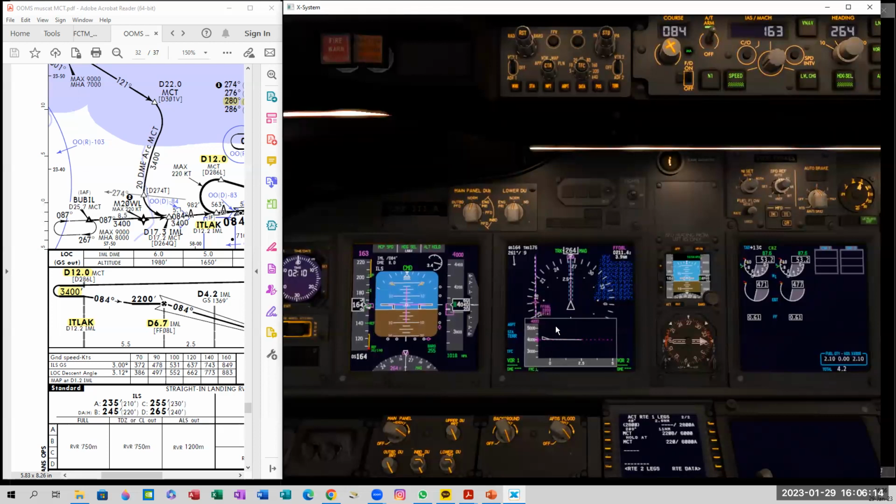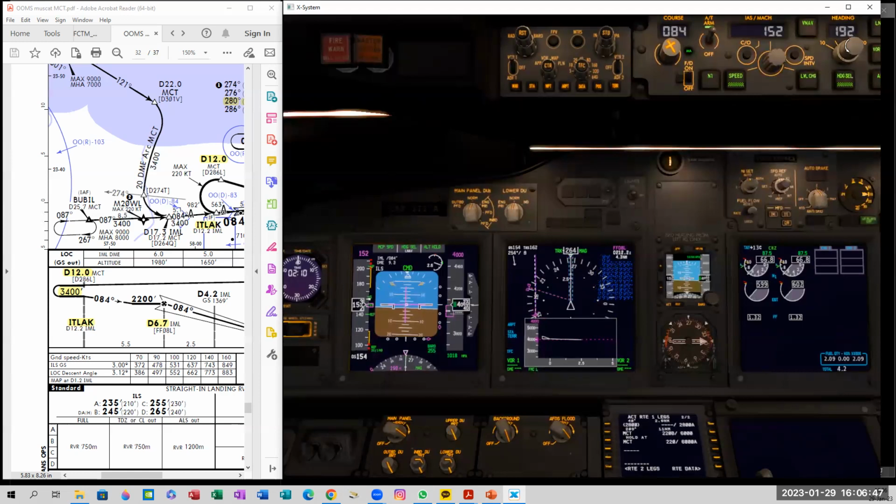Now, we'll say that ATC has now told us to expect to turn in 2 nautical miles to base leg. Well, in that case, gear down, flaps 15. Flaps 15 speed set. We want to be at the lowest possible safe speed, so our ground speed is minimum so that we can effect a reasonable rate of descent.